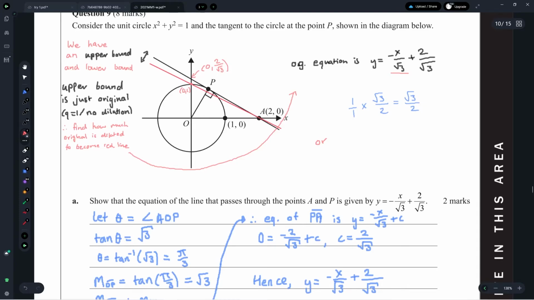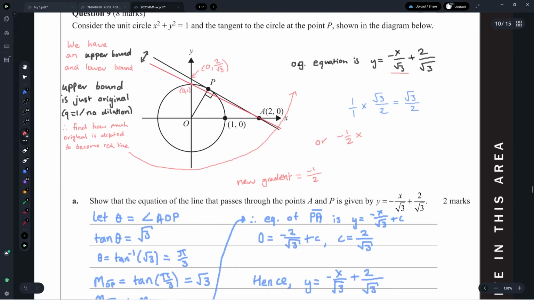So we have the y-intercept of 1 divided by the y-intercept of 2 on root 3, or times root 3 on 2. That shows what the dilation factor is, which is root 3 on 2. And then I'm showing you that you can also find the dilation factor of the gradient to find the dilation factor of the whole line as well.